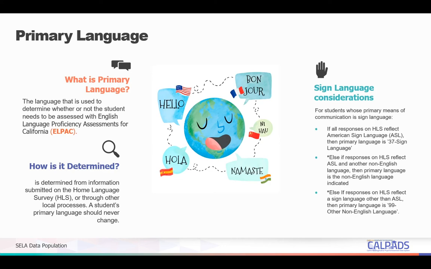Now, if the responses on the HLS have a sign language of ASL and then a primary language of 99 or other non-English language, then the primary language is 99. In these 2 cases, if it's not 37 for all 3 questions, the student should still be tested for LPAC.